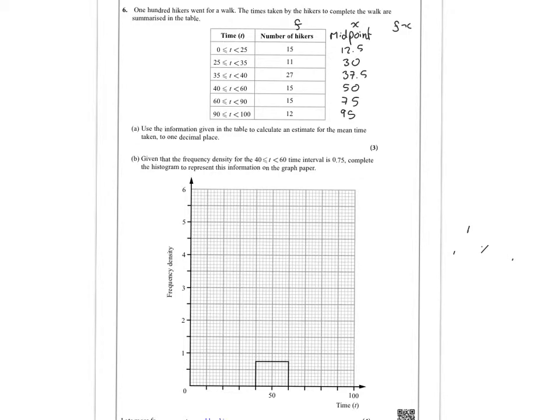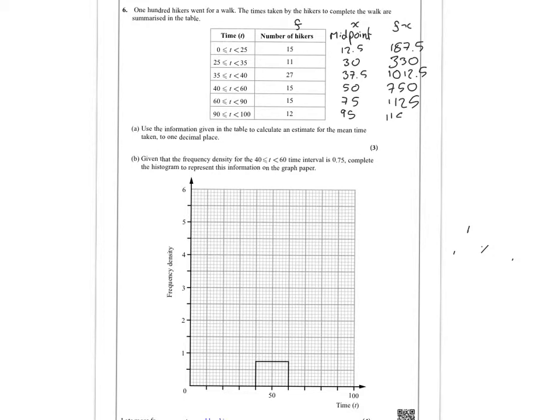Okay, so my fx is these two times together. I'm going to use a calculator for those just to make sure that I get those right. 12.5 times 15 is 187.5. 11 times 30 is 330. 27 times 37.5 is 1012.5. 15 times 50, 750. 15 times 75, 1125, and 12 times 95, 1140.